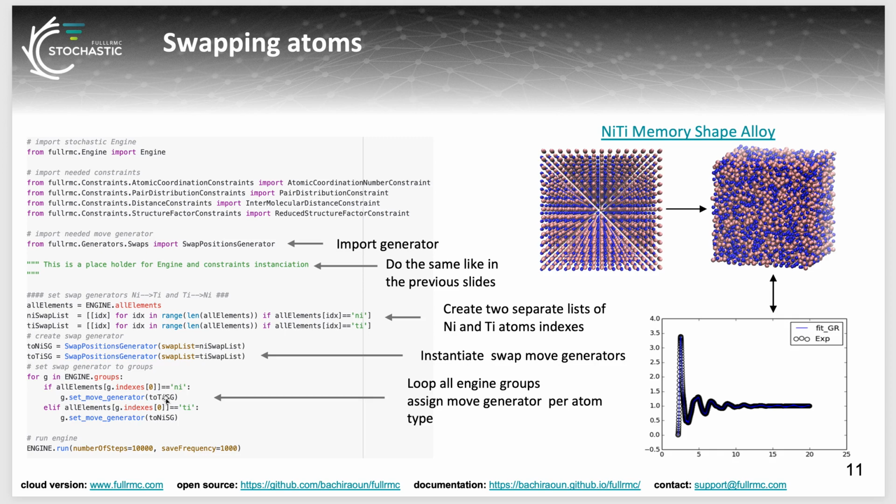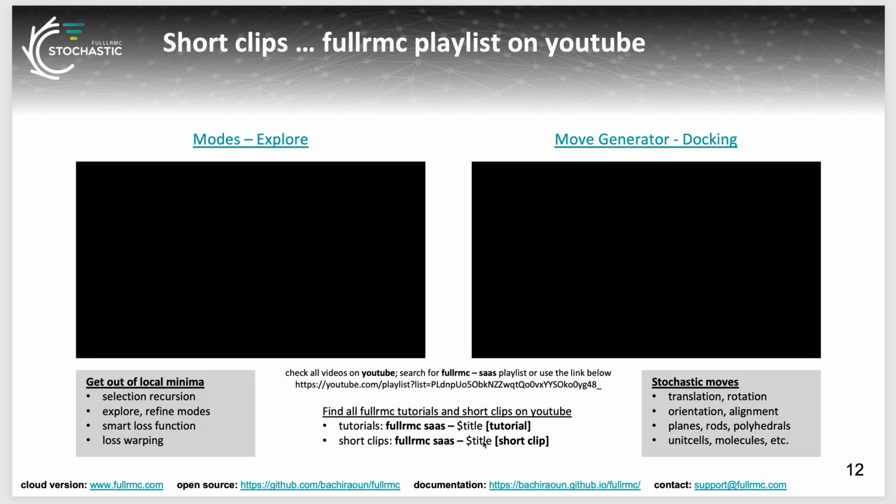Now I set up the swap position generators, I can run the engine, and I can even do things way more complex. I can combine move generators for the same group. I can collect those. I'm not going to get through all of those details, but you can see all of those online. There are a lot of videos that I put online for you to learn from.